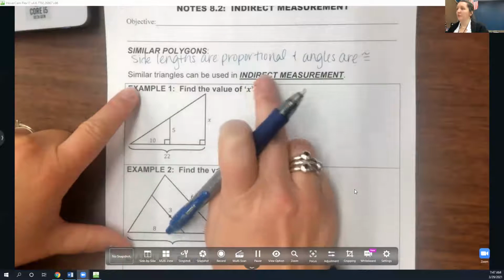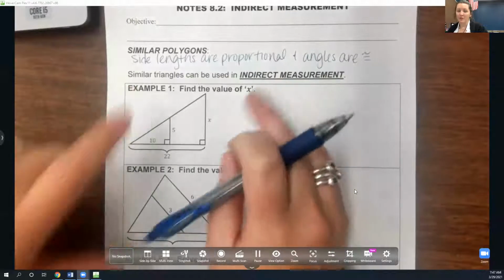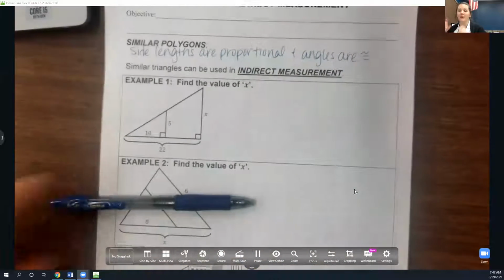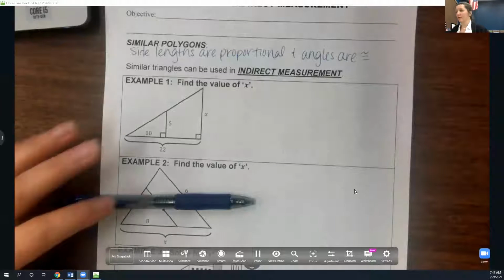So similar triangles can be used in indirect measurement. And what does indirect measurement mean? Indirect measurement means that I can find the measure of things based on the measurement of other things. So we can build proportions based on measurements that we know, and then compare them to measurements that we don't know, like things that are very large or things that are very small. If they're proportional, if they're similar, then we can use proportions to solve for those things.